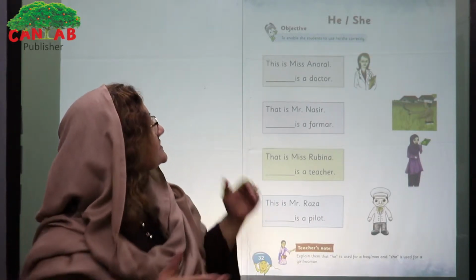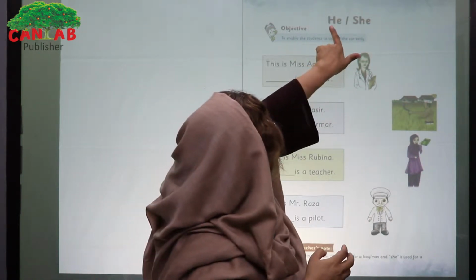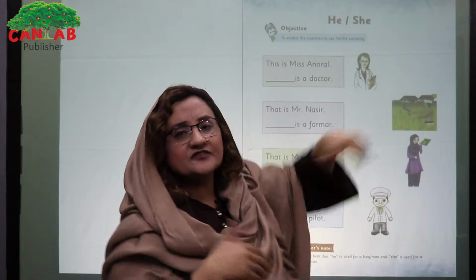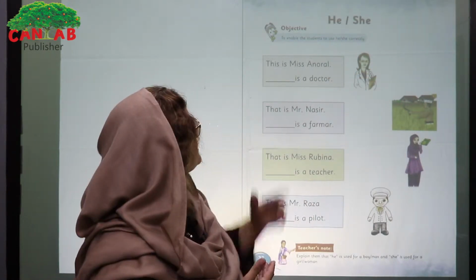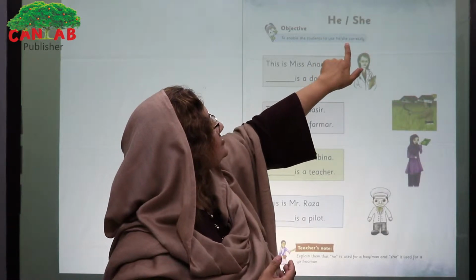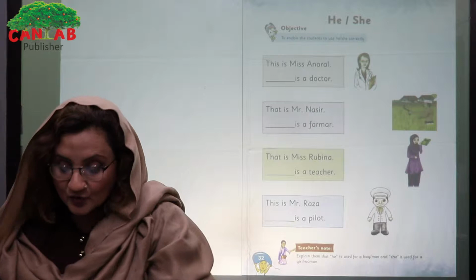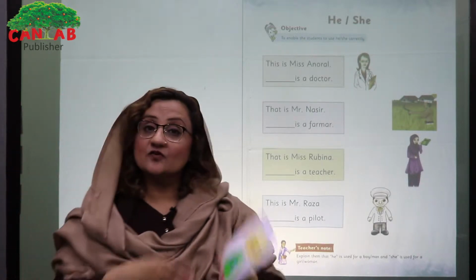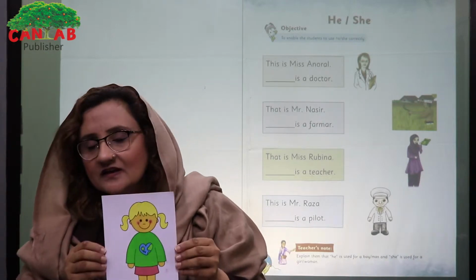And today's topic is he or she. It means that by the end of this lesson, students will be able to use he or she correctly. So what I am going to do is show the flashcard of a girl to the students. Look here. Who is she?